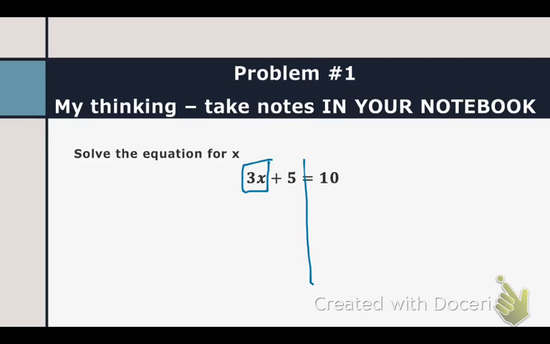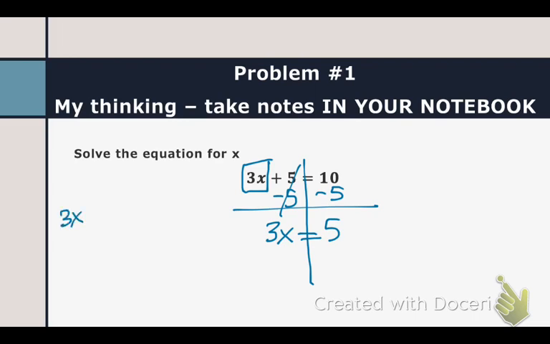And in order to move things to one side, I have to use inverse operations. And in this case, the inverse operation of plus 5 is minus 5. So, I'm subtracting 5 from both sides. That means that on my left, I'm left with 3x, and on my right, I'm left with 5, because 10 minus 5 is 5.